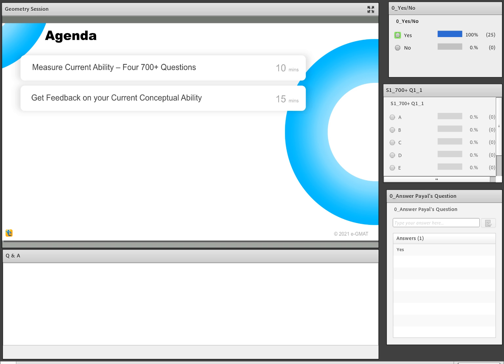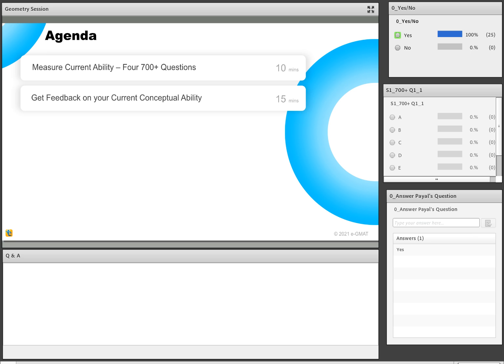Then you're going to get feedback on your current conceptual ability. And observe very carefully that your current ability and your current conceptual ability are two very different things. Your current ability is built upon conceptual ability along with your ability to apply process skills.